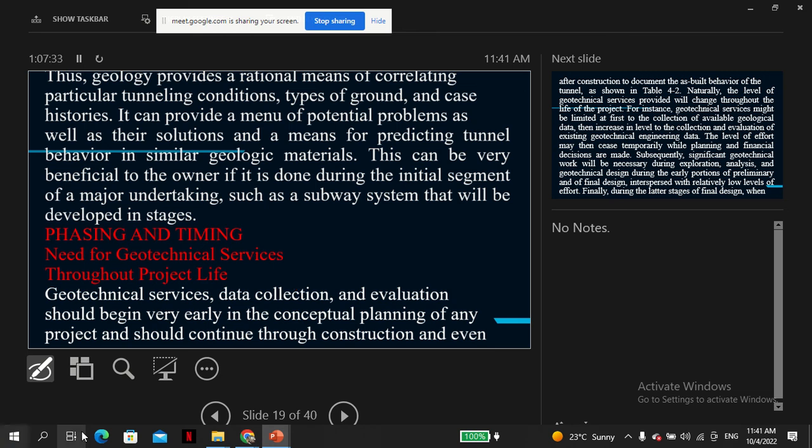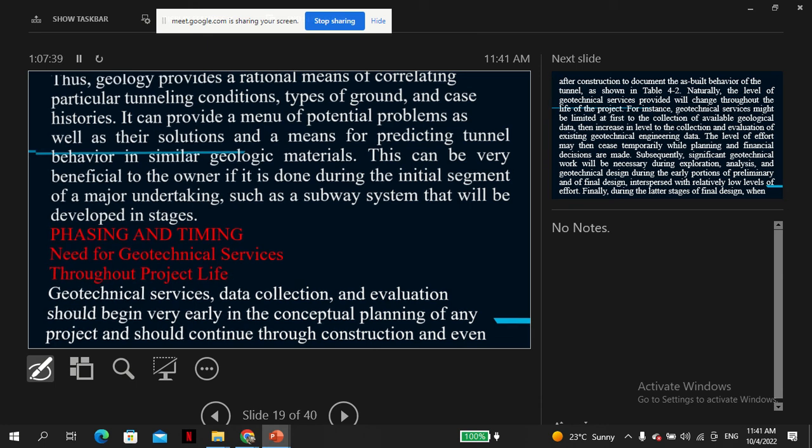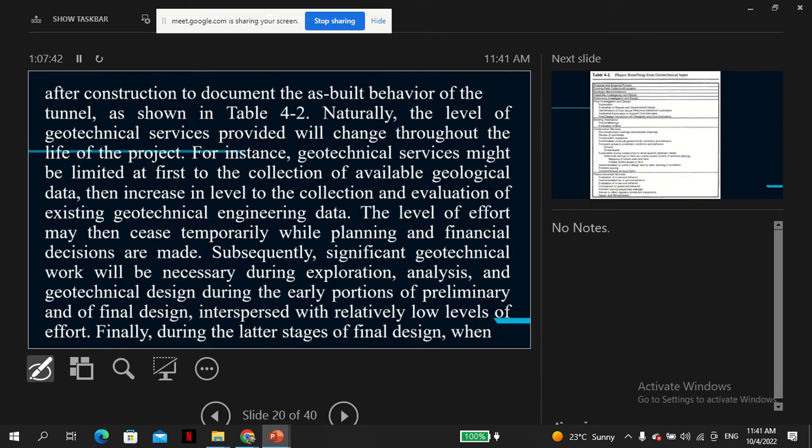Yeah, so you need to maintain the project throughout its lifetime, and collect data as well to see whether the project is serving the purpose for which it was designed or not. So after construction, document the as-built behavior of the tunnel as shown. So there's a table here.